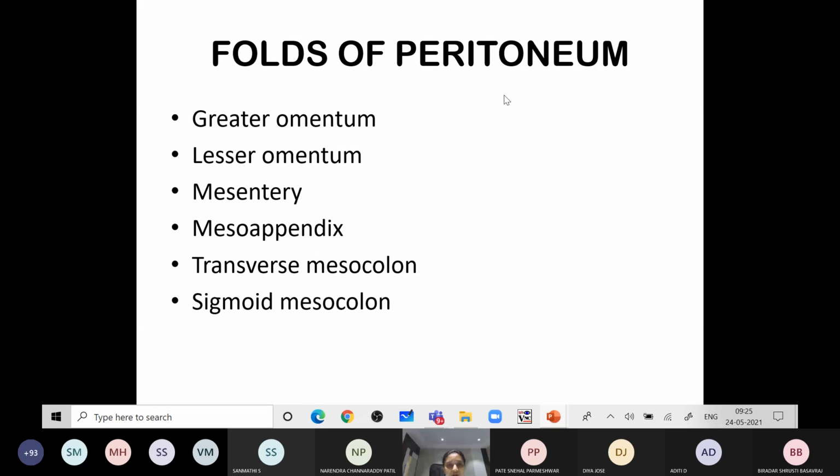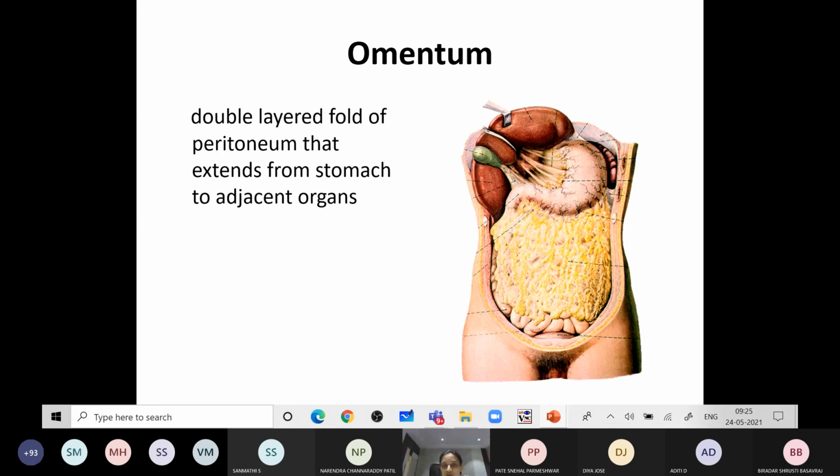These are the folds of the peritoneum. Important ones: greater omentum and lesser omentum, related to the stomach; mesentery, related to the small intestine; mesoappendix, the fold of the peritoneum for the appendix; transverse mesocolon for the transverse colon; sigmoid mesocolon for the sigmoid colon. Omentum is a double layered fold of the peritoneum that suspends the stomach to adjacent organs. This is the stomach, which is a J-shaped organ.